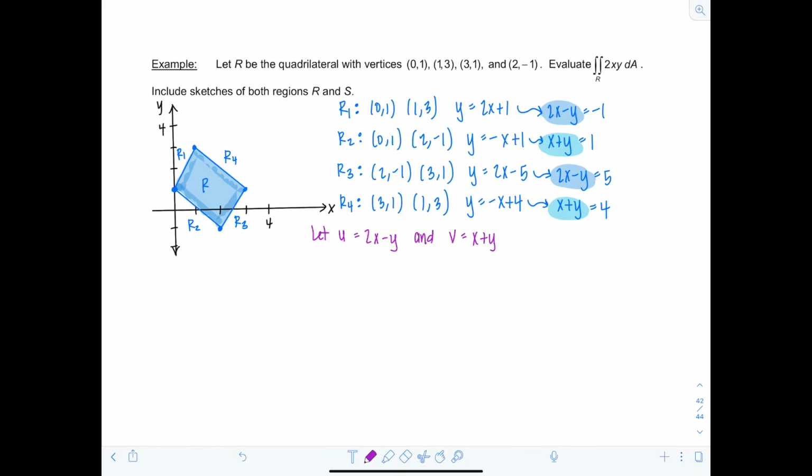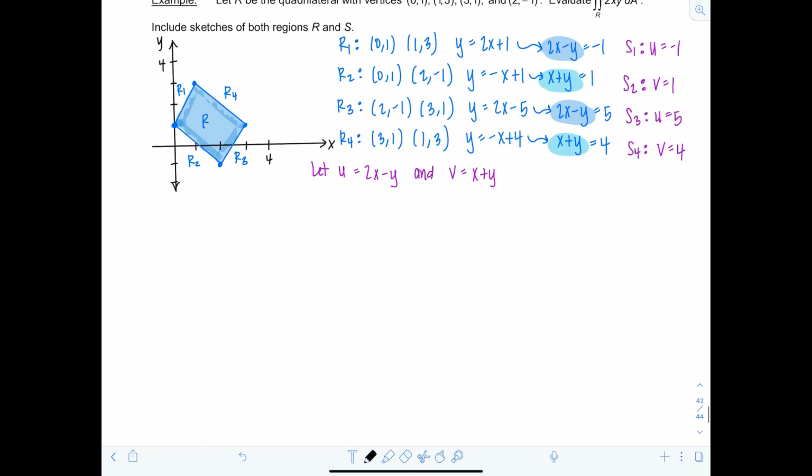Okay, so then let's rewrite the boundaries in the uv-plane. So S1 would become u equals -1. S2 would become v equals 1. S3 would be u equals 5. And S4 would be v equals 4. Now let's see. These are all constants, right? So we're going to get this cute little rectangle in the uv-plane.